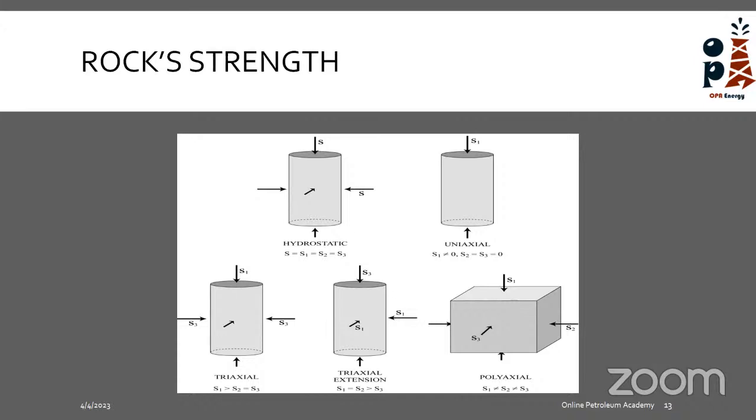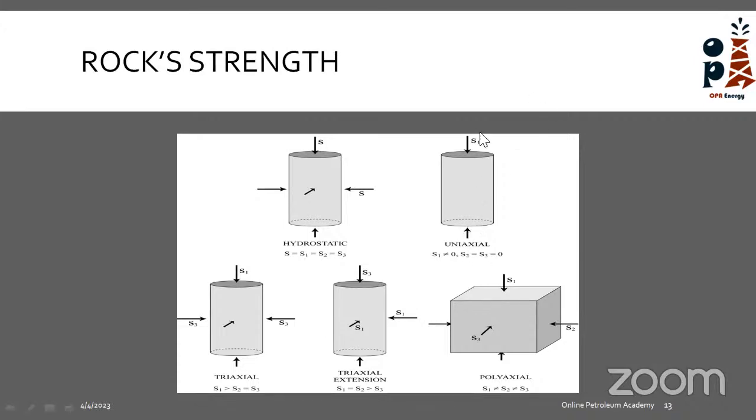First of all is the hydrostatic test. It is applied when three perpendicular stresses are applied on the rock: one is axial and two are perpendicular to it, in the horizontal direction, and they are called confining stresses. And the stress at which the rock fails is what we measure. For weak rocks, you will find that the rock fails at very low stress, while a stronger rock will fail at a much higher stress.